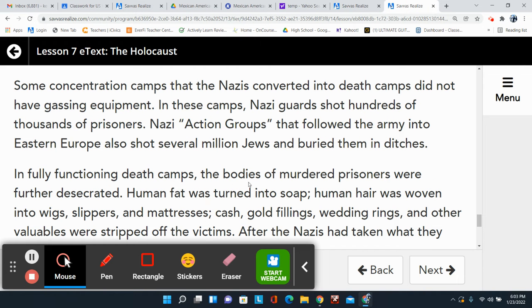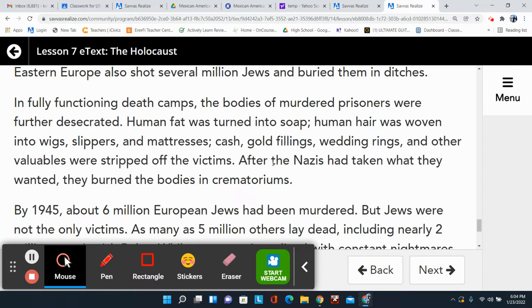Some concentration camps that the Nazis converted into death camps did not have gassing equipment. In these camps, Nazi guards shot hundreds of thousands of prisoners. Nazi action groups that followed the army into Eastern Europe also shot several million Jews and buried them in ditches.